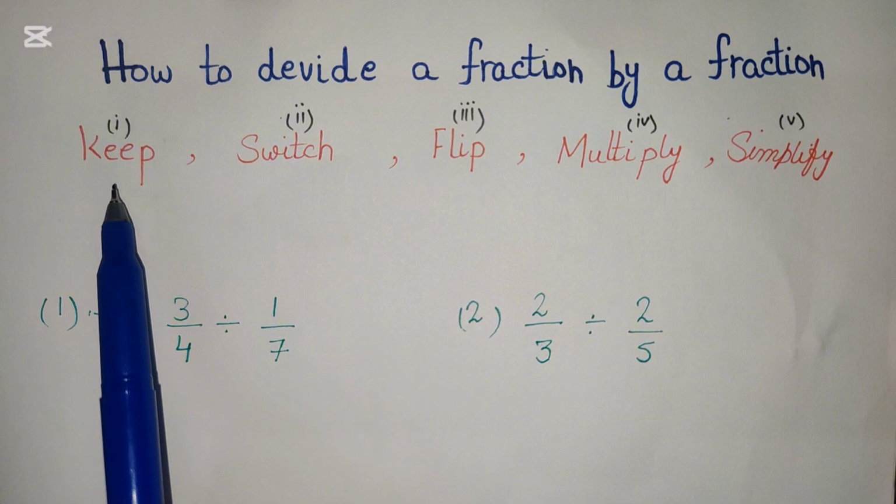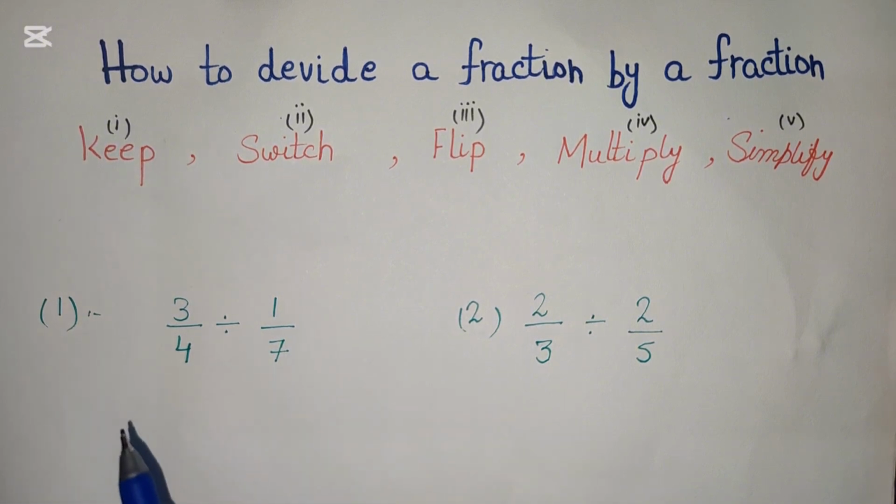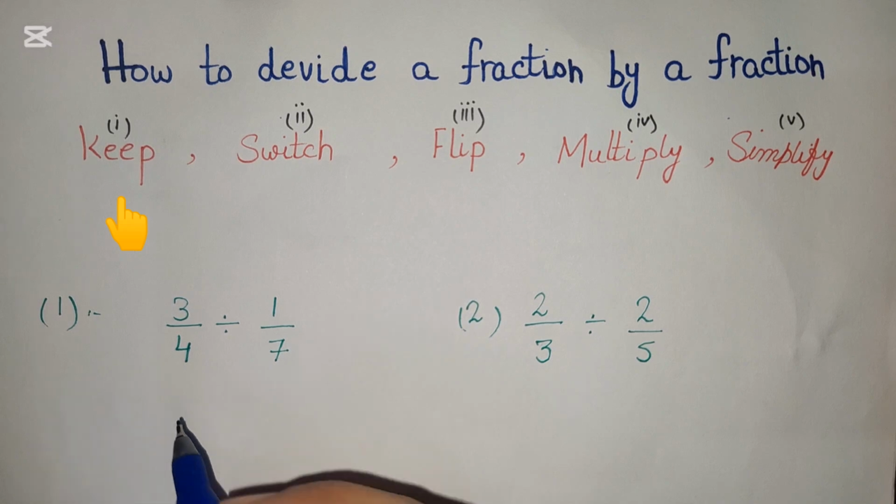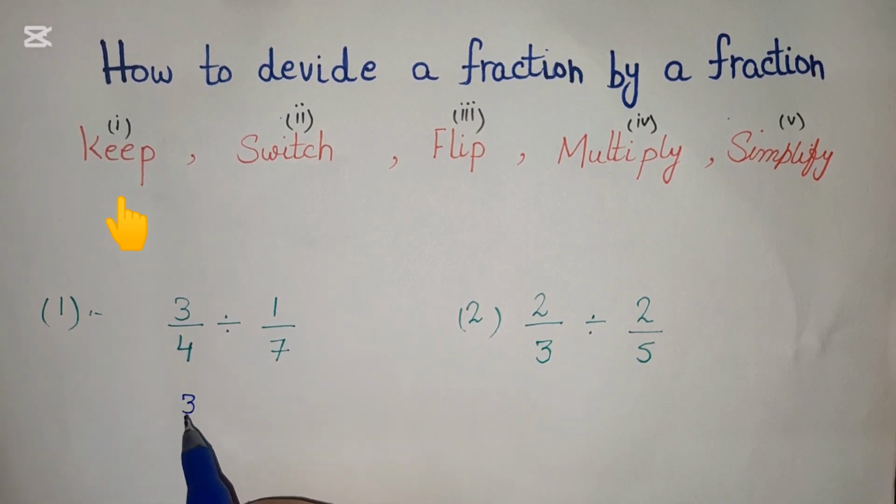The first step is keep. It means 3 by 4 will remain the same. Write down the first fraction as it is. It means 3 over 4 will remain the same.